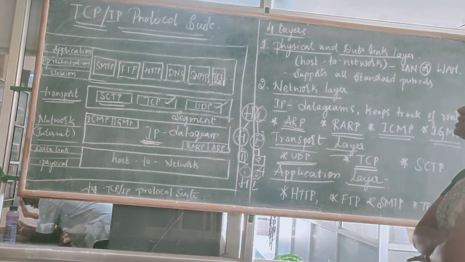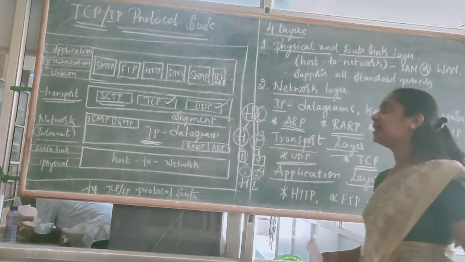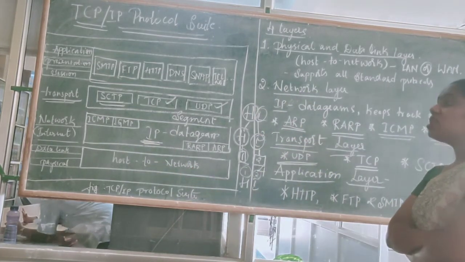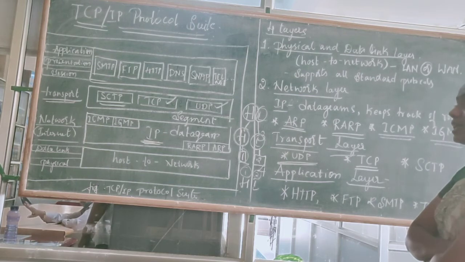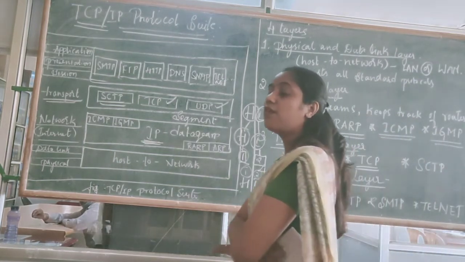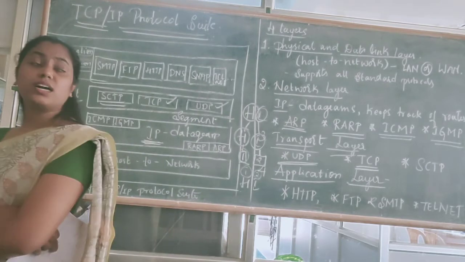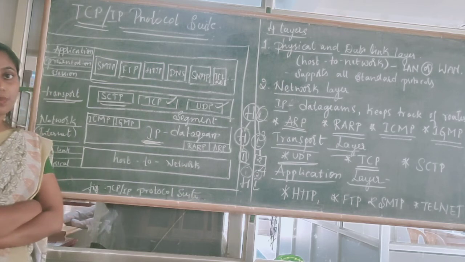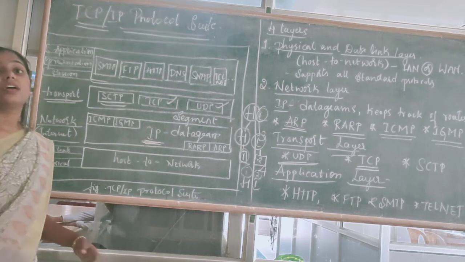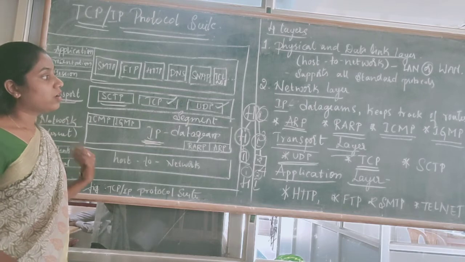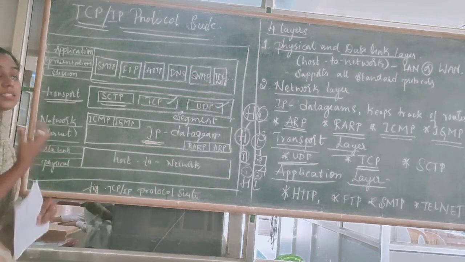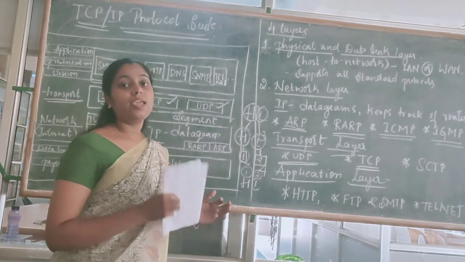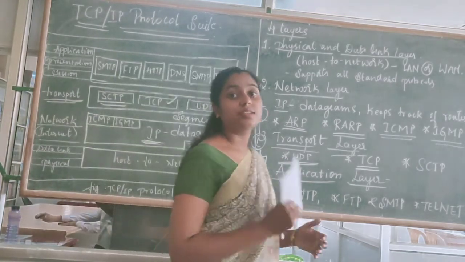And the next one is the network layer. In the network layer, it supports the internetworking protocol. Internetworking protocol means the data will be transferred in the form of datagrams in the network layer. These datagrams are not responsible for keeping track of routes, and also not responsible for rearranging the data. It supports the IP address, and in turn it supports 4 different protocols. The first one is ARP, which stands for address resolution protocol.